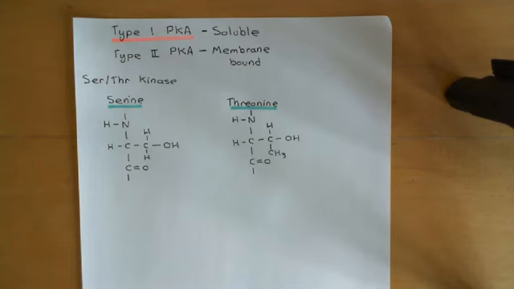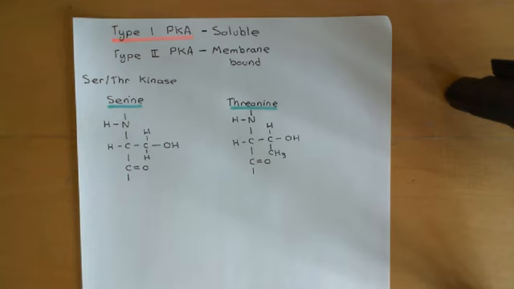It's capable of catalyzing the addition of phosphate groups onto the alcohol groups of serine and threonine residues within proteins. Okay, now there is a special sequence of amino acids that the serine and threonine need to be in order to actually be phosphorylated by protein kinase A. So you know, serine and threonine residues, they're all over the place in proteins. Do protein kinase A enzymes phosphorylate every single serine or threonine residue in the protein? Well, the answer is no.